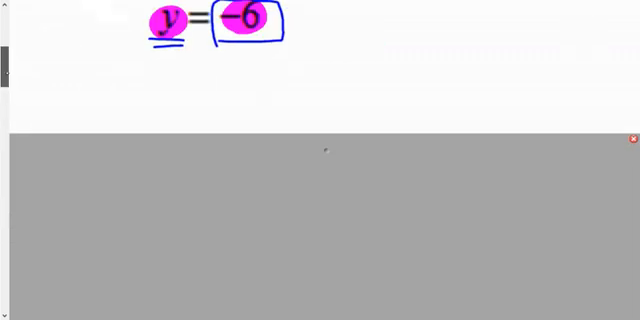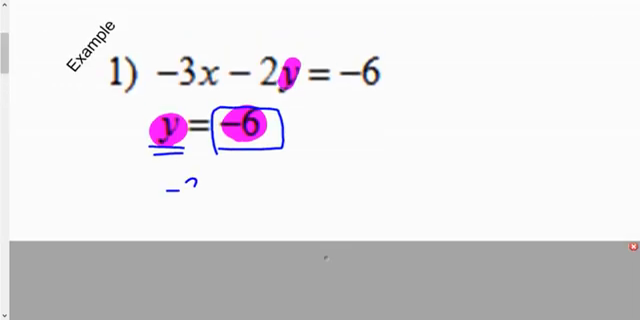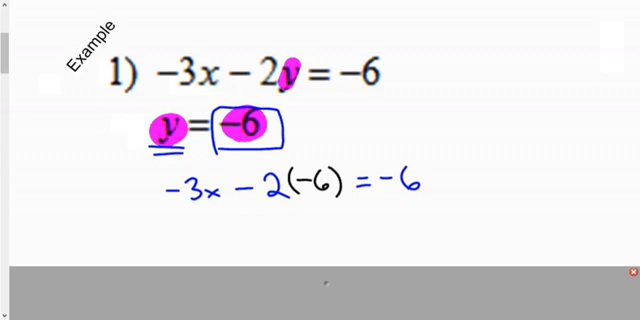So let's go through and solve this. -3x minus 2 times y, and it says here that y is equal to -6, so we're going to put that in as -6, and now we're left with an equation that has one variable and we can go and solve that.